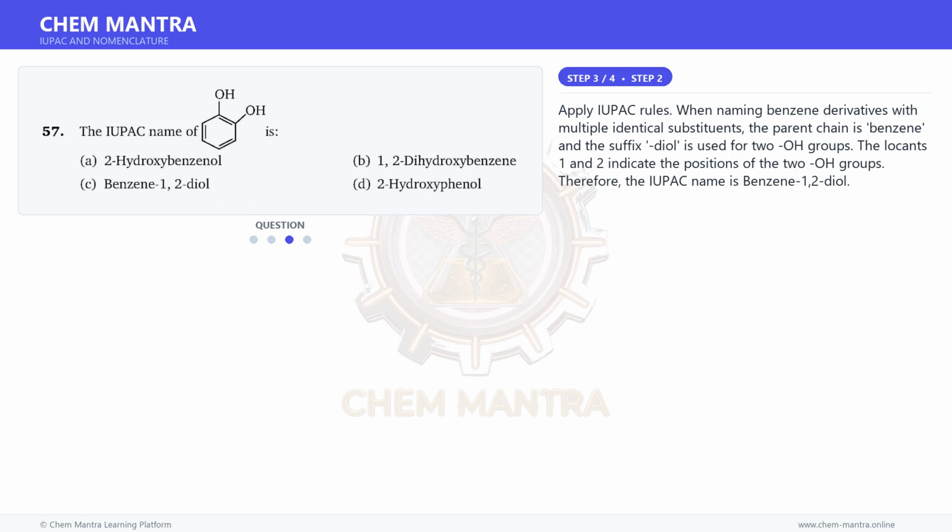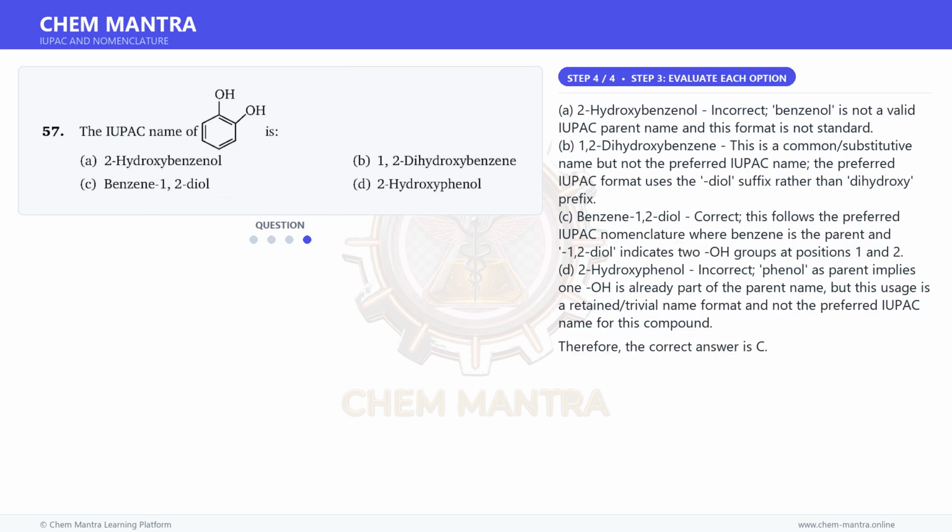Apply IUPAC rules. When naming benzene derivatives with multiple identical substituents, the parent chain is benzene and the suffix diol is used for 2 OH groups. The locants 1 and 2 indicate the positions of the 2 OH groups. Therefore, the IUPAC name is benzene 1,2 diol. And for the final step.